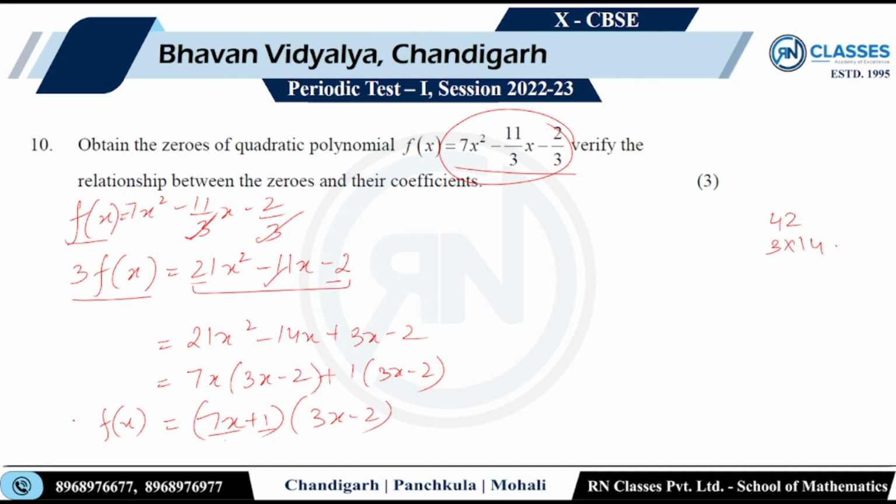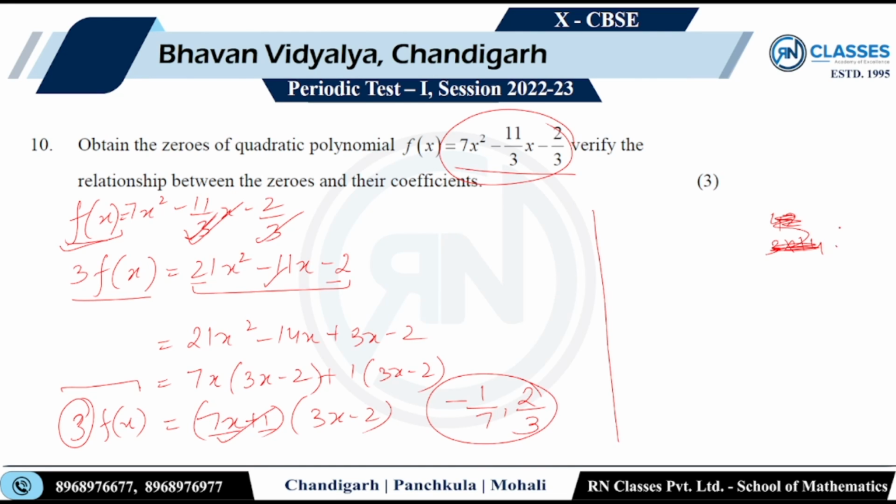Yeah, so I got my zeros of this polynomial 3 into f of x. My zeros are minus 1 by 7 and 2 by 3. Mind it, the zeros of this polynomial will be the zeros of this one, right? Okay, so my zeros are this, so I can find sum of zeros. Sum of zeros is minus 1 by 7 plus 2 by 3, right? So I can add them up, so 21. So minus 3 plus 14, so that is 11 by 21, right?